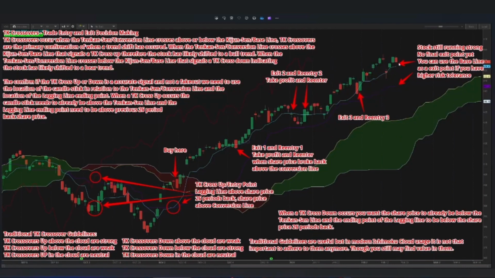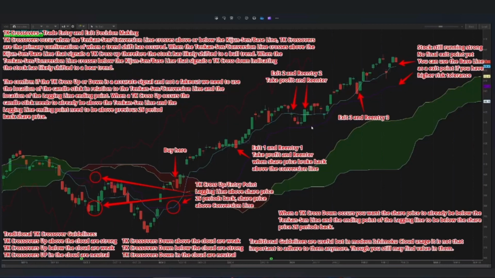So you hold it, and you're still in the trade because it's still a bullish move. The stock is still running. It hasn't broken beneath the conversion line or the baseline yet. And if you don't want to get in and out so many times when it breaks the conversion line, you can just use the purple baseline, the Kijun baseline, as your stop loss or profit taking point. Now that's only if you have a higher risk tolerance, because the conversion line will protect you with a lower risk tolerance. So you can guarantee you actually take profit with the conversion line.